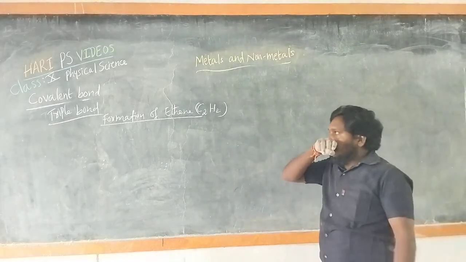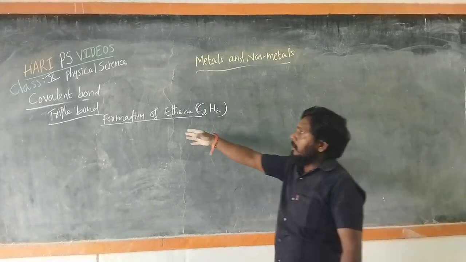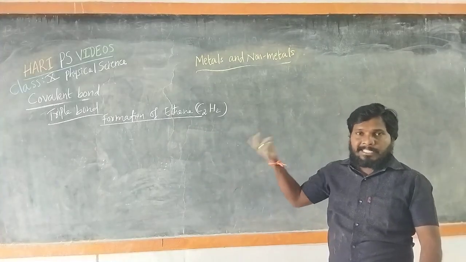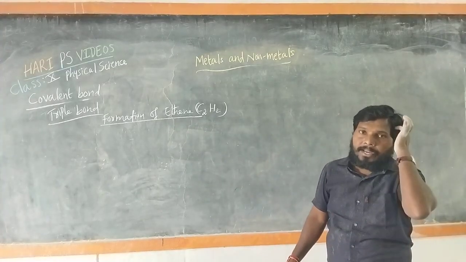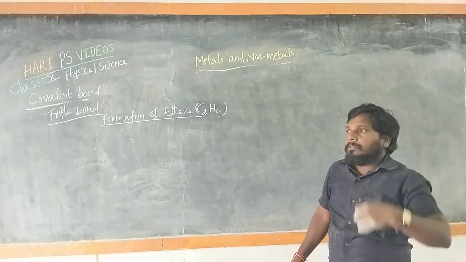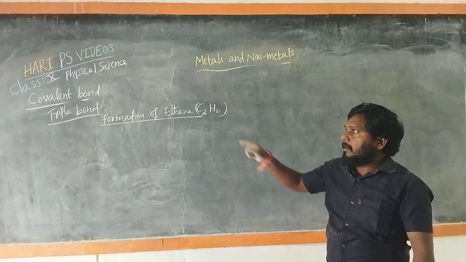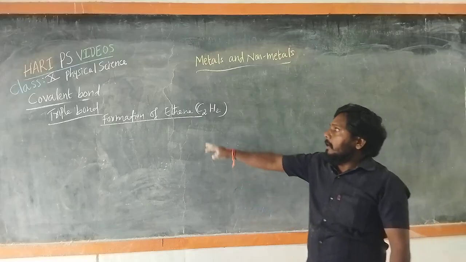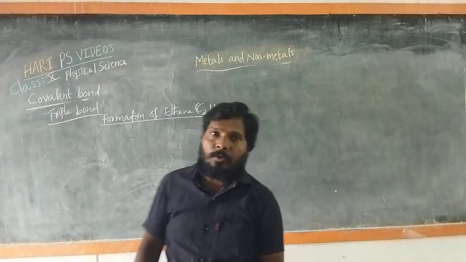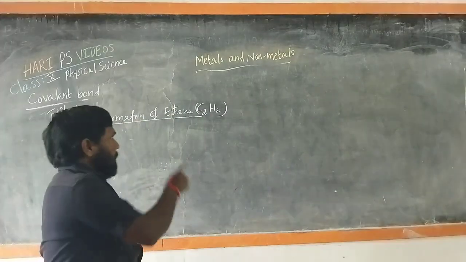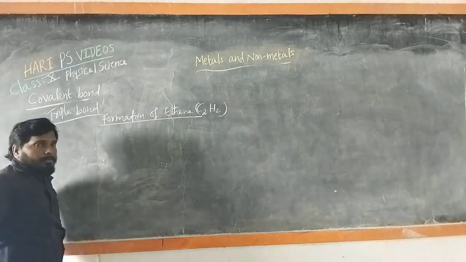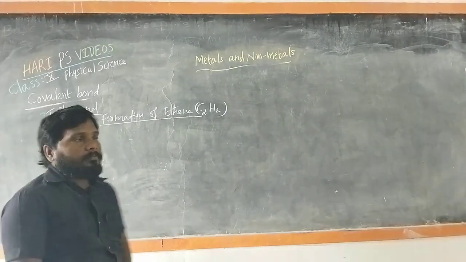Let's take one more example of a triple bond. In the previous session I explained the formation of the nitrogen molecule. So, one more example for a triple bond is the formation of ethene, one of the organic compounds, one of the hydrocarbons. So let us understand. How many carbons? 2. How many hydrogens? 2.